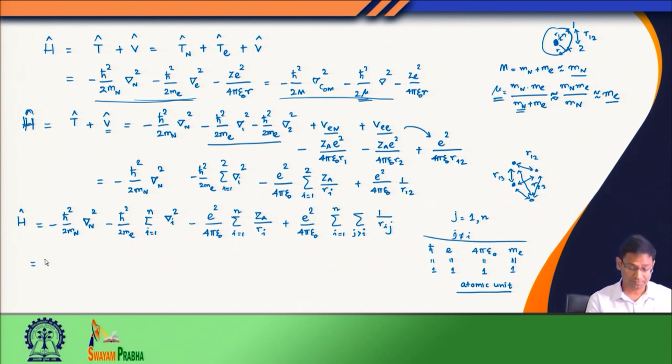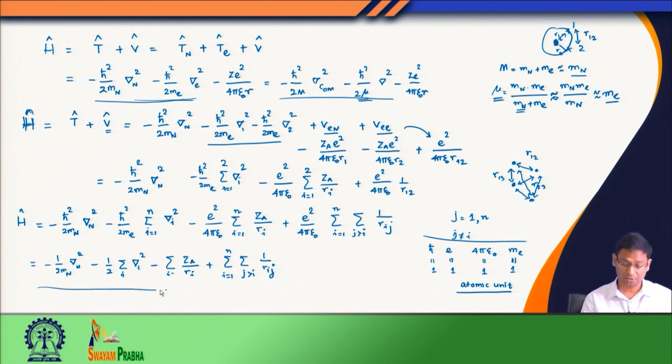So, when I write down the first term, h bar square is gone. So, I have 1 over 2 m n, the Laplacian of the nucleus, minus 1 over 2 the Laplacian of electrons, because h bar is gone and mass of electron is gone. I have e square divided by 4 pi epsilon 0, which are gone. Summation over i, I have z a divided by r i, plus, since e square and 4 pi epsilon 0 are gone in atomic units, I have i equals 1 to n, j greater than i, 1 over r i j. So, I see that my Hamiltonian becomes much simpler when I use atomic units. So, this is the Hamiltonian written down in atomic units, where h bar, e, 4 pi epsilon 0, m e are all defined as 1, so that the Hamiltonian becomes simple.